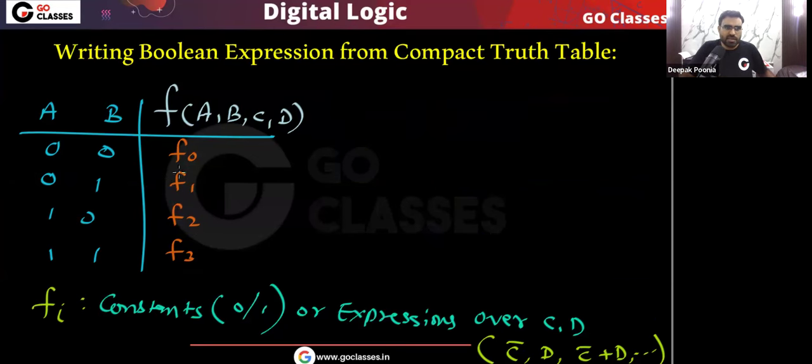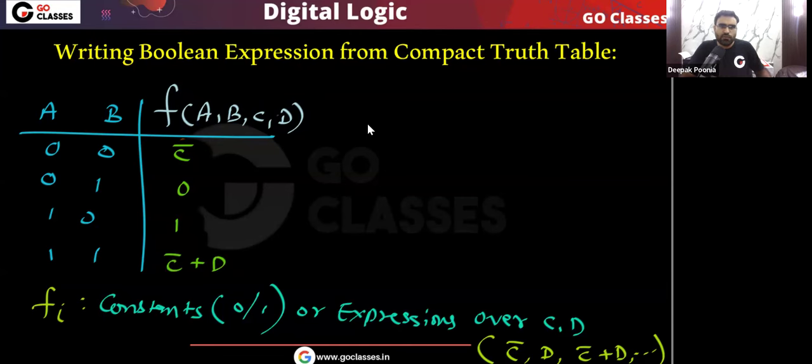Okay, let's take one example. Instead of f0, f1, f2, f3, let me assume that for this combination the output is C bar. For this input combination, the output is 0. For this input combination, the output is 1. And for this input combination, the output is C bar or D. Okay, let's consider this. Now let's write the expression for F.